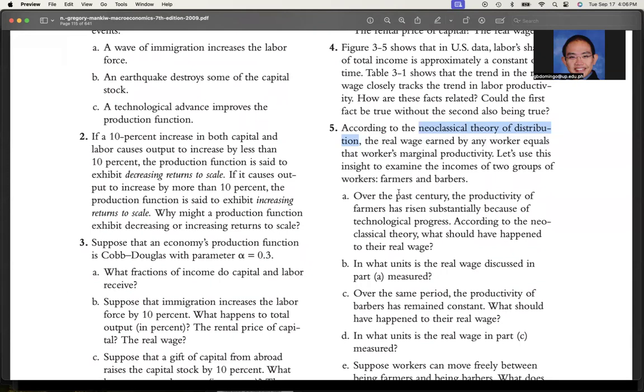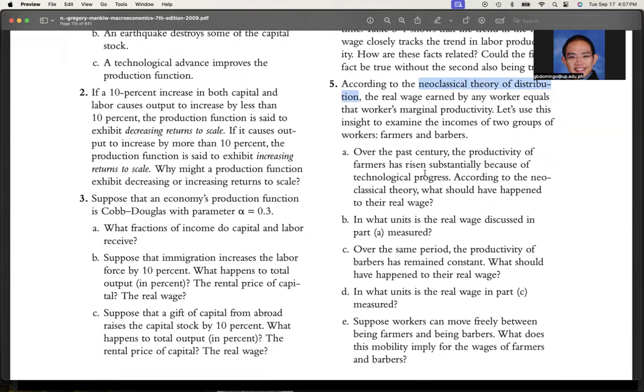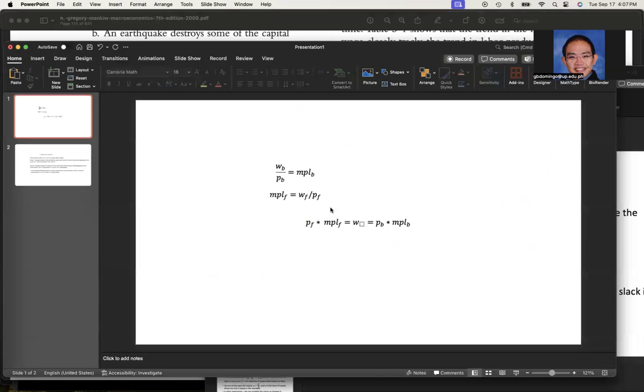So in this case, there's not one sector, right? There's two. GDP is composed of the output of farmers and the output of barbers. Now, over the past century, the productivity of farmers has risen substantially because of technological progress. According to the neoclassical theory, what should have happened to their real wage? So I will jump to this one. And I've written here the core equation from that part of the chapter. This is the real wage of barbers and must be equal to the marginal product of labor amongst barbers.